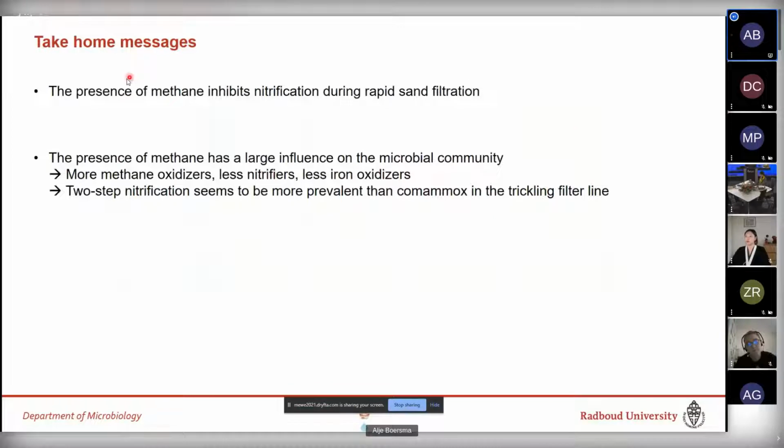What I would like you to take from this is that we show that the presence of methane inhibits nitrification during rapid sand filtration, for which we have strong indications in the full-scale system, and we show in our smaller incubations, and that the presence of methane has a large influence on the microbial community. We see more methane oxidizers, fewer nitrifiers, and also fewer iron oxidizers there. And that in the purification line with the trickling filter, we see more two-step nitrification, and in the line with the submerged filters, we see more COMAMOX.